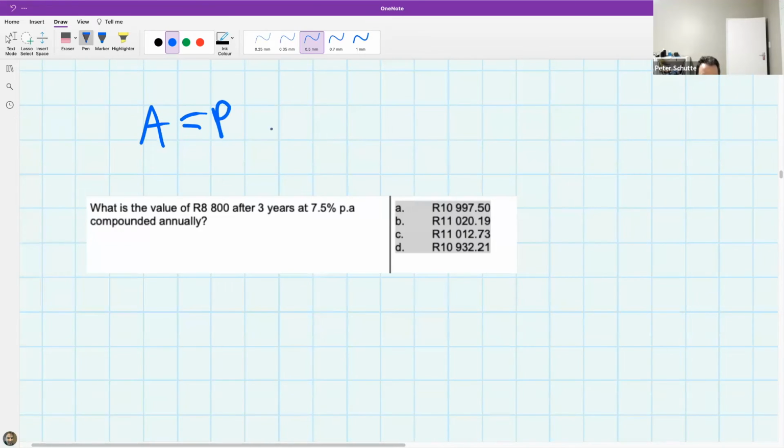Which of the 4 options do you think is right? And I want you to do that for me now. See if you can pick which option you think is correct.